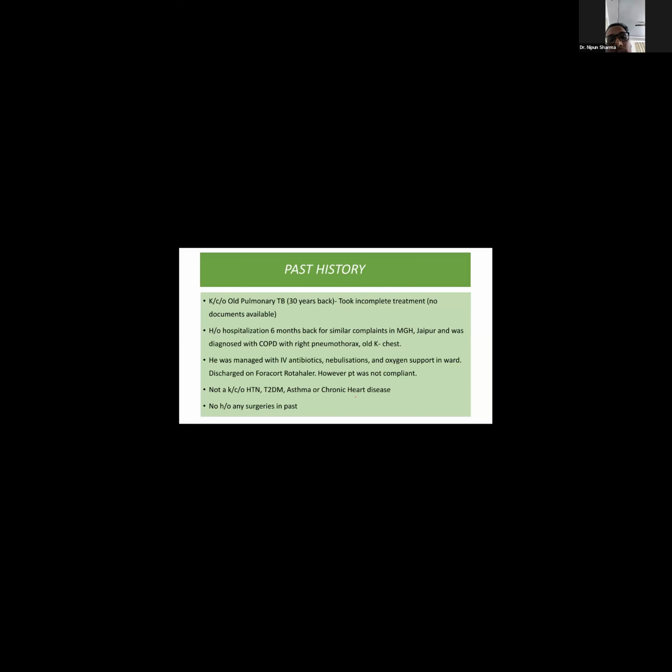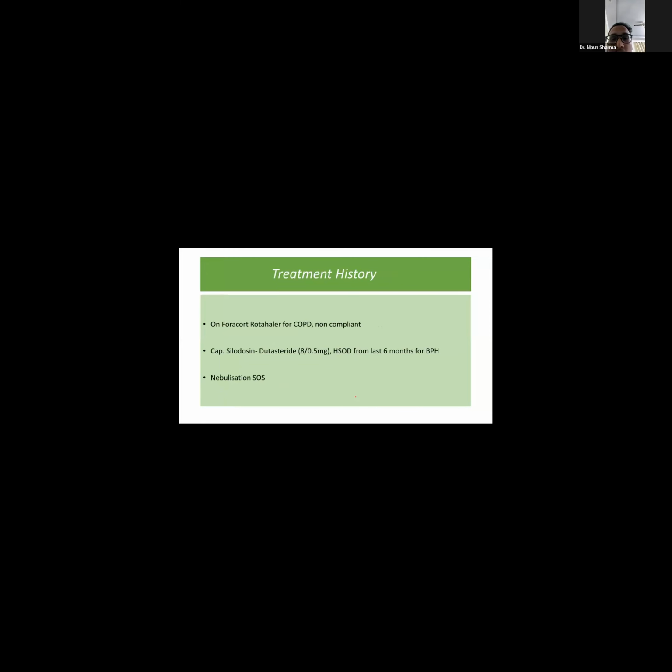He was not a known case of hypertension, type 2 diabetes mellitus, asthma, or chronic heart diseases, and there was no history of any surgeries in the past. Treatment history: he was on Foracort Rotahaler for COPD as prescribed in the last admission, but he was not compliant to the drug. He was also taking capsules silodosin and dutasteride HS for the last 6 months as he was complaining of lower urinary tract symptoms, and nebulization received SOS on an emergency basis.